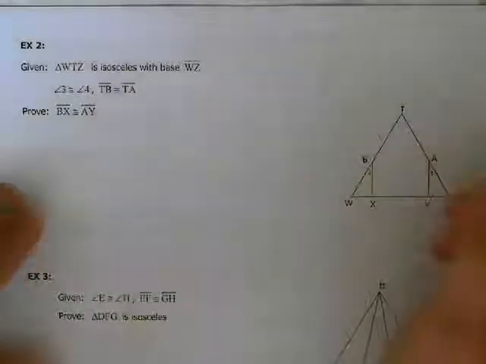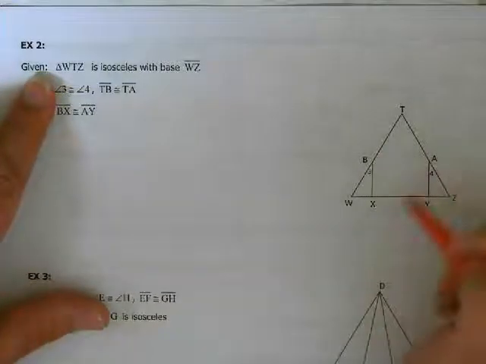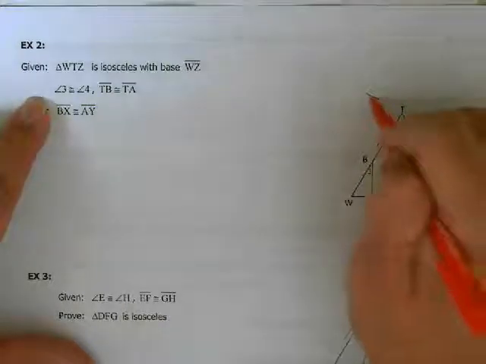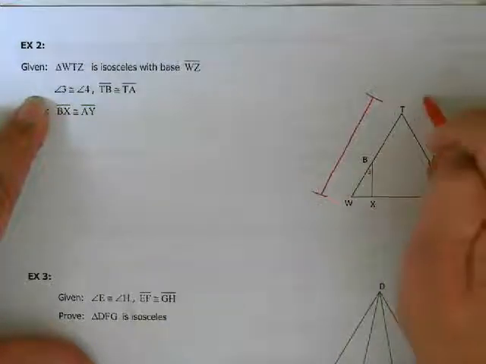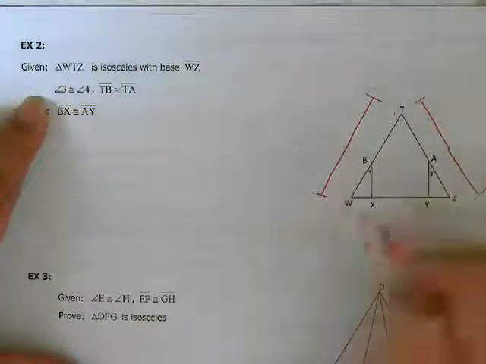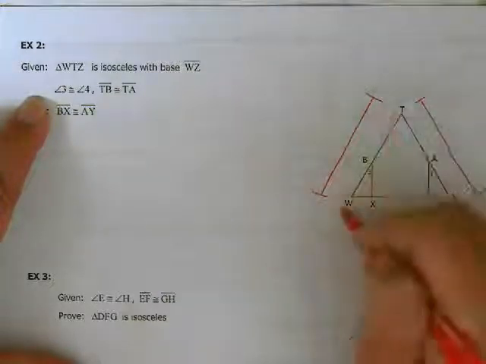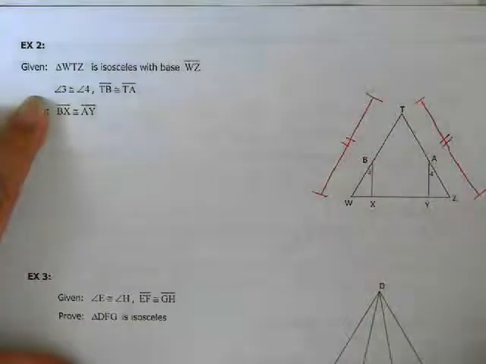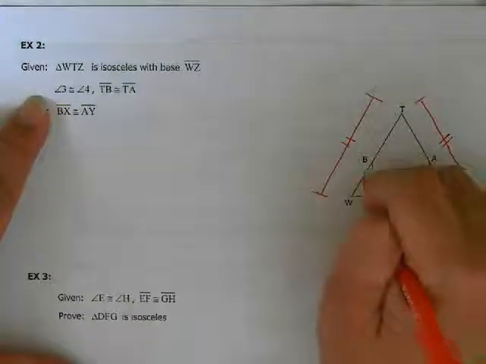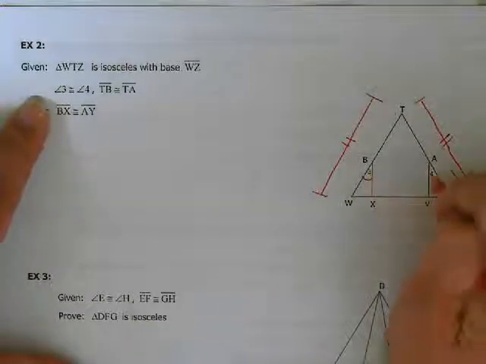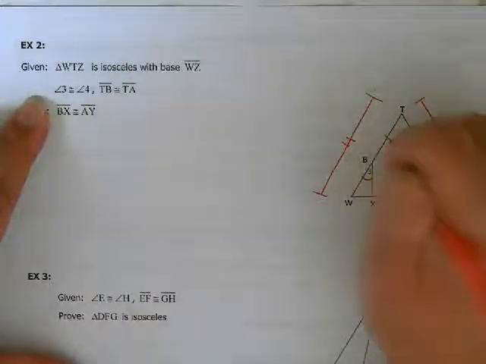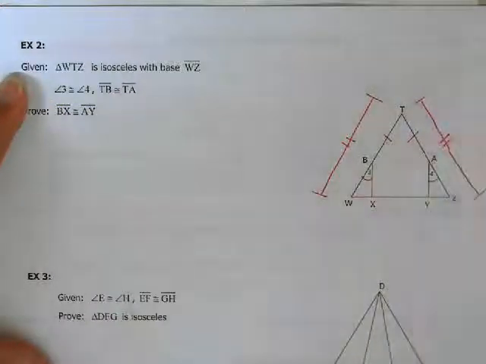So example 2 says triangle WTZ is isosceles with base WZ. So what that means is if this is the base, then TW and TZ are the legs, and those are what we can mark congruent. We also know angle 3 is congruent to angle 4, and that segment TB is congruent to segment TA.